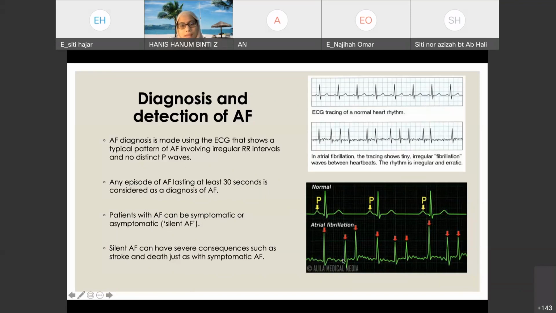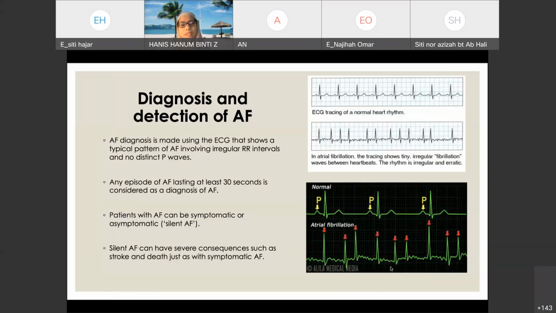And then there is an irregular RR interval. So this is what you call RR interval. It's so irregular. So macam ni kan, in your normal, P, Q, R, S, T is very normal. But in AF, it's so abnormal. And any episodes of this abnormality that lasts more than 30 seconds is considered AF.